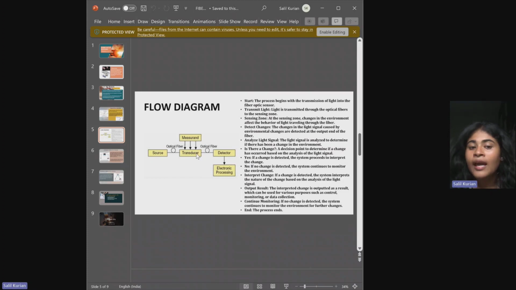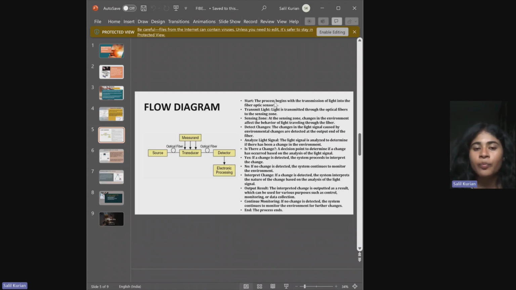It measures, and then it will detect if there is any change, or if there's no change, and then it will send it as an output. That is for us through an analog display or digital display, we will know what the parameters are. That is in numbers. So I have explained here the flow diagram using a few main stages.